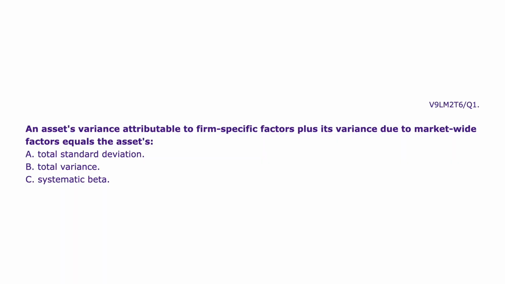An asset's variance attributable to firm-specific factors plus its variance due to market-wide factors equals the asset's: A. Total standard deviation. B. Total variance. C. Systematic beta.